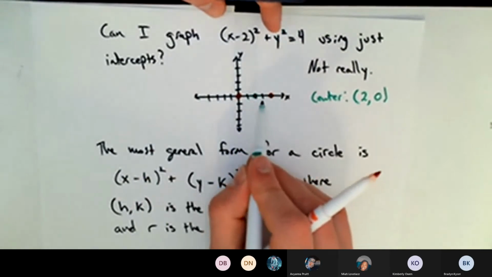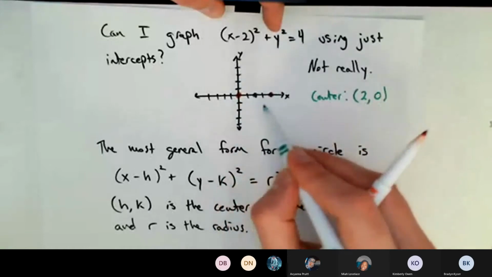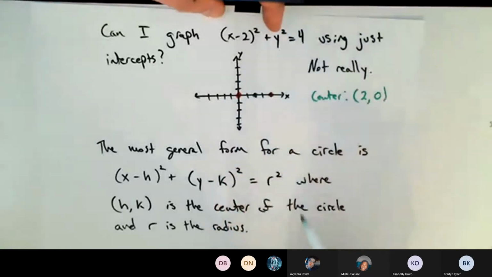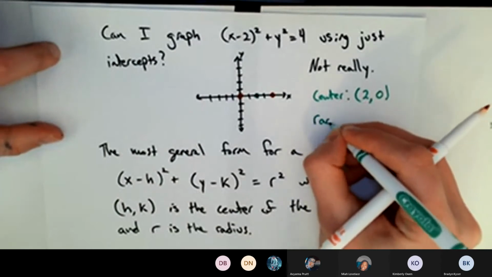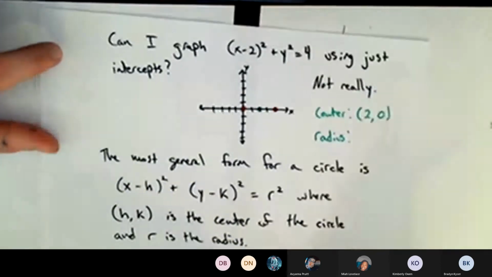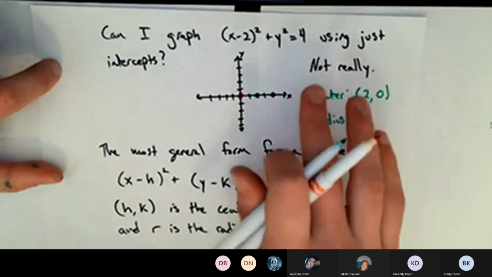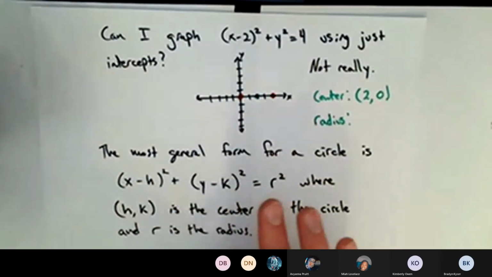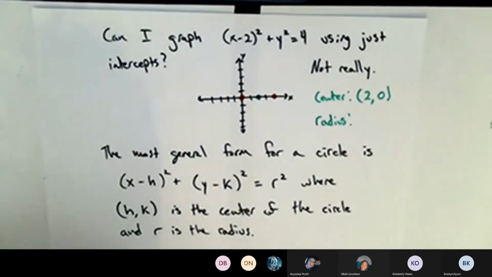But this so far is good. This already kind of makes sense with what I was saying earlier, that the circle should kind of be over here. And what is my radius going to be? Now, what is playing the role of r here? R is the radius, r squared should be 4. So the radius is not 4, right? R squared is 4. So that means my radius is 2.